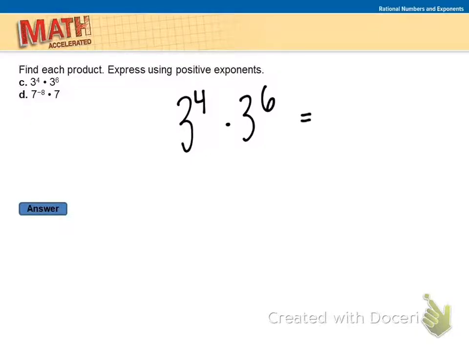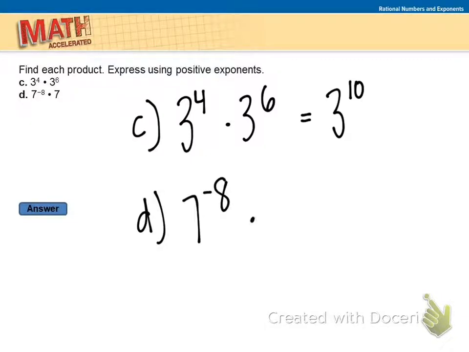Would you add the 6 to the 4, so it would be 3 to the 10th power? 3 to the 10th power. Good. That would be C. All right, in D, we have 7 to the negative 8th power times 7.